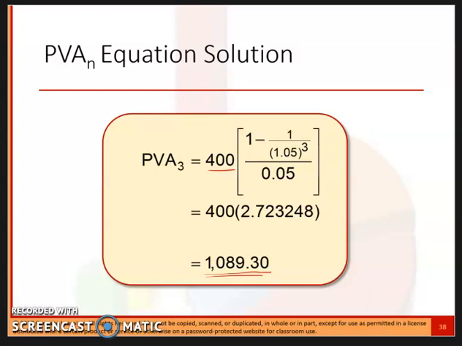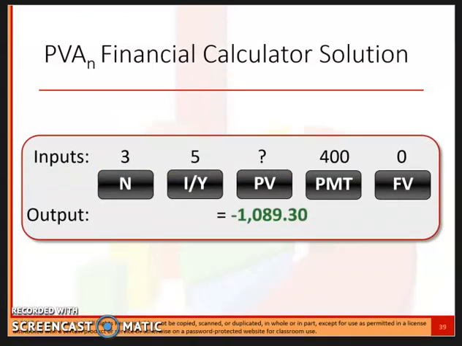$1,089.30. And then finally, using the calculator, the simplest way to do this, we've got 3 years, 3 N, 5 I/Y, calculating the present value, $400 payment, and then 0 future value. And then we compute PV, and we get a negative $1,089.30. We could also use the cash flow function in the calculator, so I will show you that at the beginning of the next example.